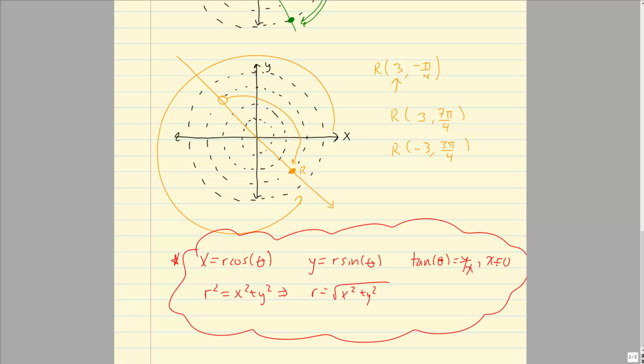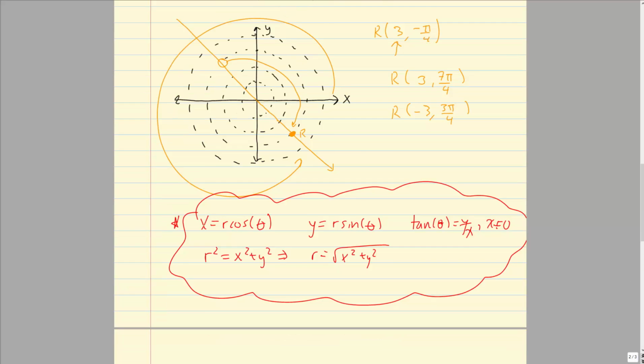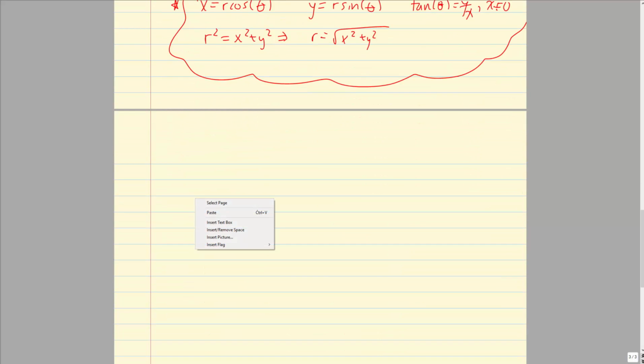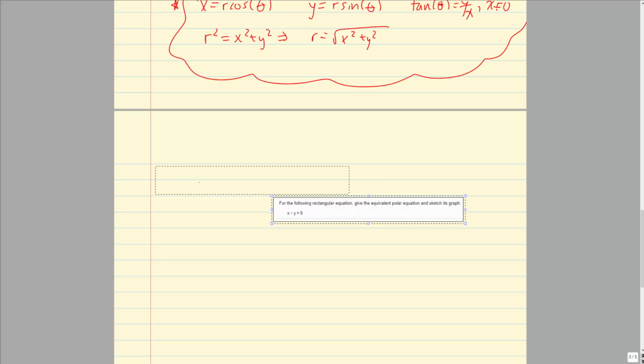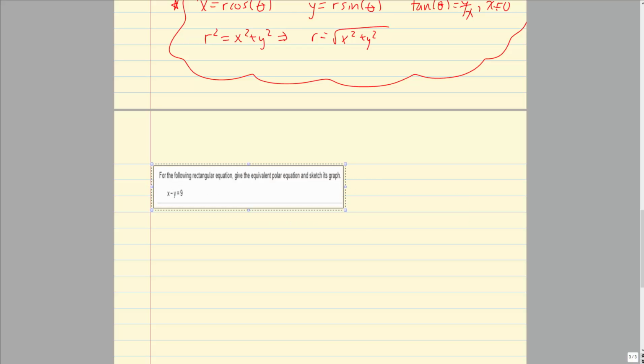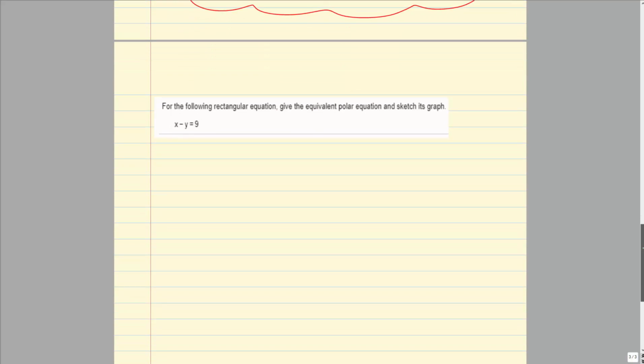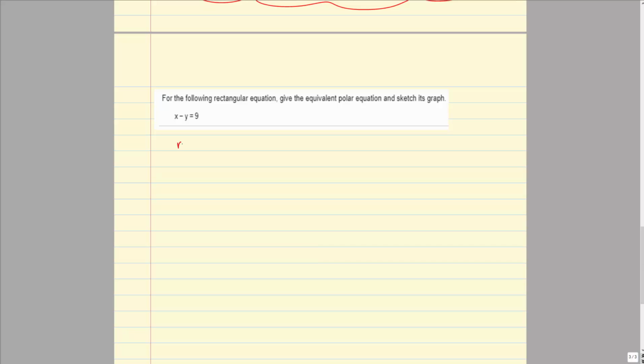Okay, let's have a look at some problems. Now we can do more besides just plotting points in the polar coordinate system. We can actually draw or sketch equations. So let's go ahead and start getting used to working between the rectangular system and the polar system. So here, I want to take this rectangular form, x minus y equals 9, and convert it to polar.